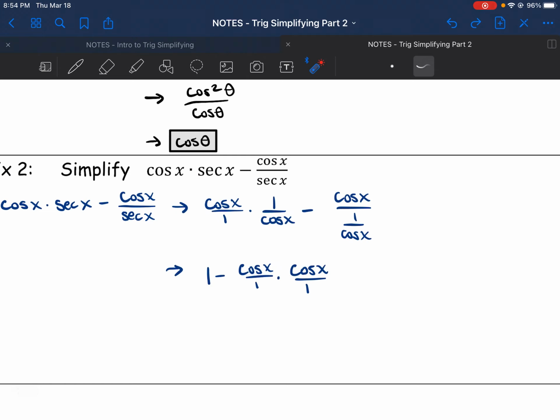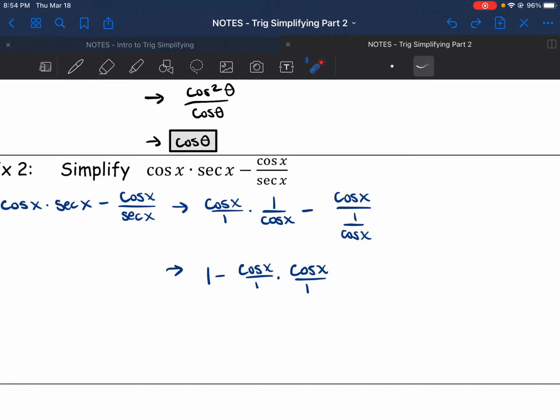So that's what I've done so far. This piece turns into a 1. This piece, I've done the keep, change, flip. Notice the cosine of x, that's right here. Notice that I've written it as cosine x over 1, just to represent it as a fraction. The division gets changed to a multiplication, and then the denominator here gets flipped upside down. 1 over cosine x turns into cosine x over 1.